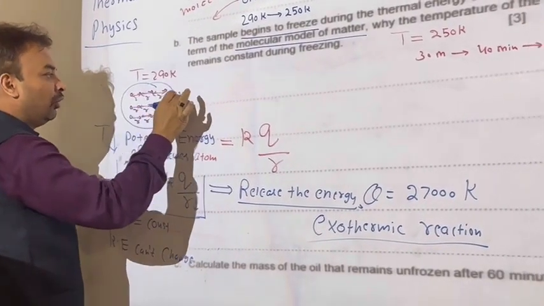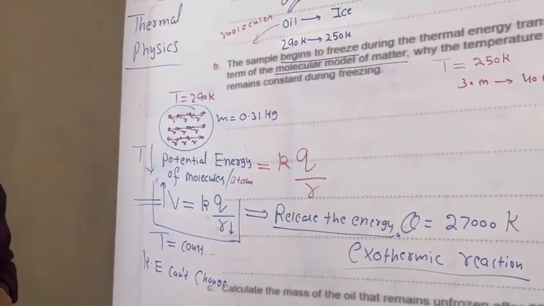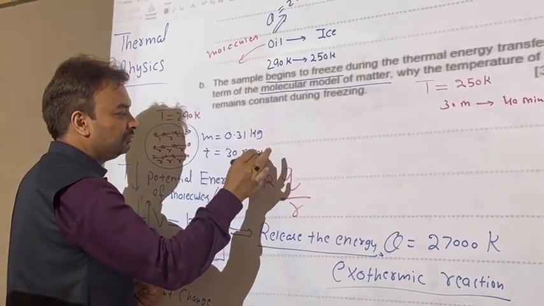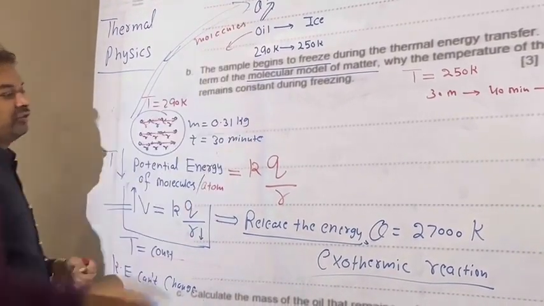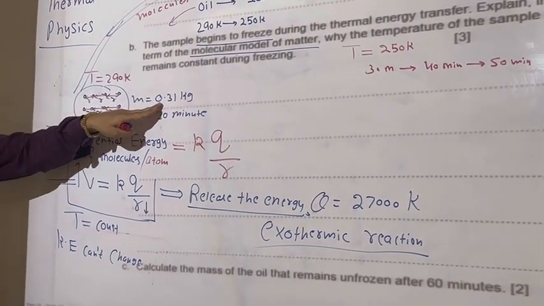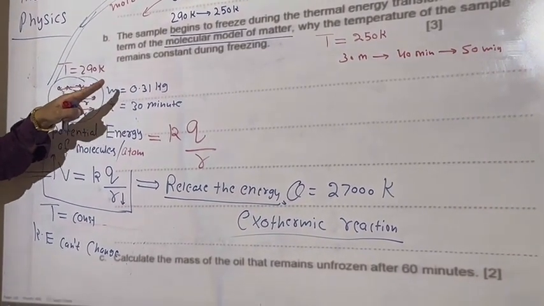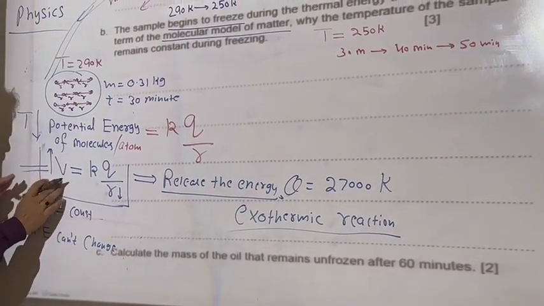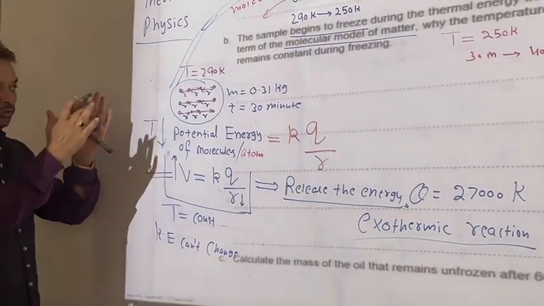So from this sample of mass m equal to 0.31 kg, in time t equal to 30 minutes, how much energy has gone to the surrounding? This much energy. Understanding my point? So for a mass of 0.3 kg within 30 minutes, this much energy is released. This energy is produced at the cost of this, because when the temperature is reducing from 290 to 250, the molecules are going close.